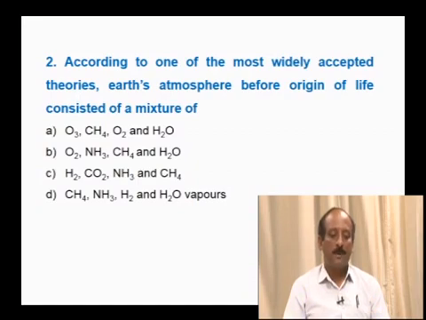Question number 2. According to one of the most widely accepted theories, Earth's atmosphere before the origin of life consisted of a mixture of: Option 1, O3, CH4, O2 and water. Option 2, O2, NH3, CH4 and water. Option 3, H2, CO2, NH3 and CH4. Option 4, CH4, NH3, H2 and water vapors.